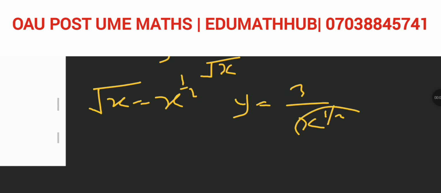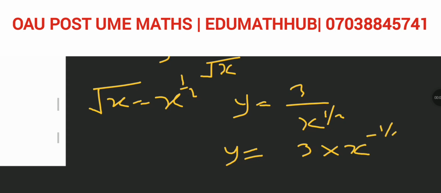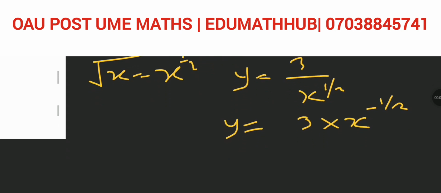The next step is to take the denominator to the numerator so that it becomes a negative index. To do that, all you have to do is write y equals 3 times x raised to the power minus half. So x has moved to the numerator now. Then the next step is to multiply both of them together. So you have y equals 3x raised to the power minus half. Then you're going to start differentiating now.